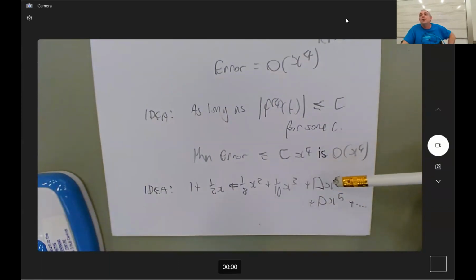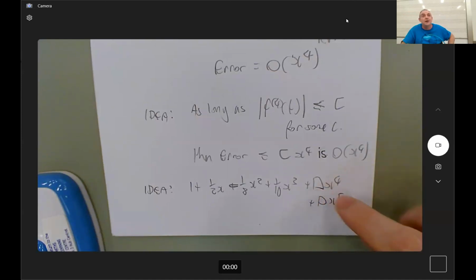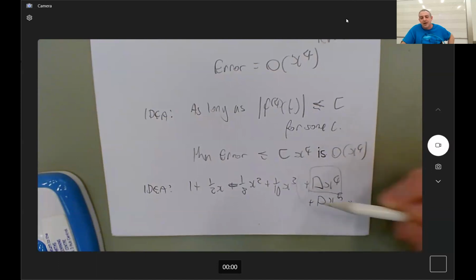If x is a nice small number, like say a tenth, 0.1, then x to the 4 is 0.0001, and x to the 5 would be even smaller than this is. And the next one would be even smaller than that, and the next one even smaller than that. And so the size of this error is really dictated by that first term.